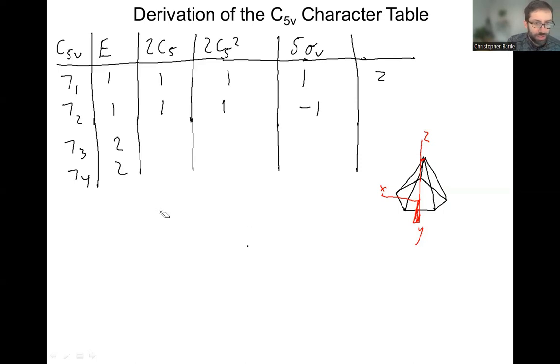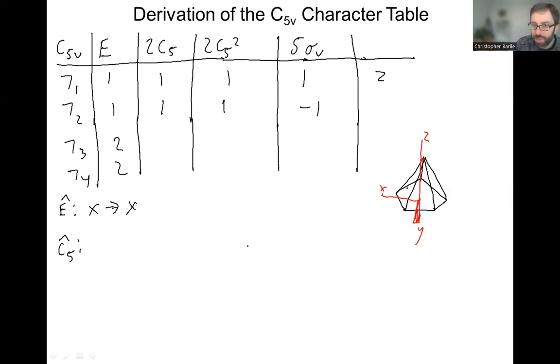So what we're going to do here is we're going to do x, and let's try x. If we do x, we know an identity on x, the x vector takes x to x. So that's fine. All right, so now let's go and do a C5 operation.